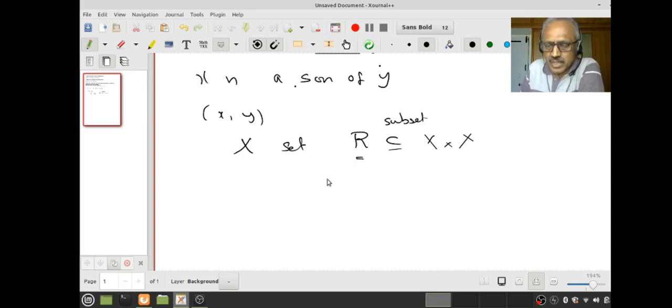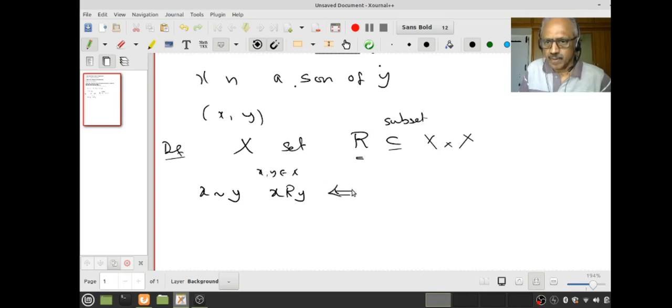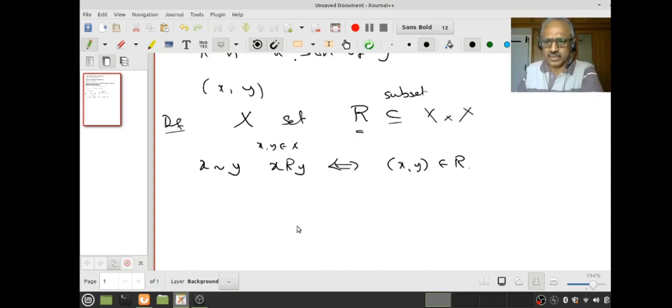Therefore, once I have a subset R, how do I define a relation? Okay, so this is our definition. A relation is a subset R of X cross X. If you want, assume non-empty. Then how do I define a relation? I want to say x is related to y, or x R y, where x and y are elements of capital X, if the ordered pair (x, y) belongs to R. That's it. Then I say x is related to y, or x R y. Do you understand this? Let us look at a very trivial example.